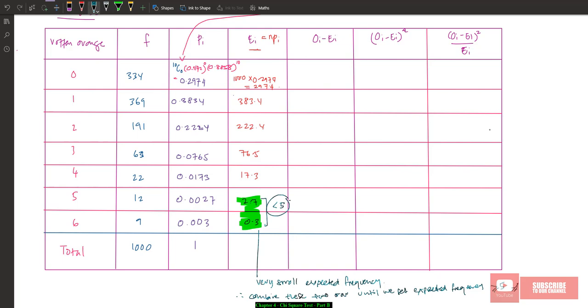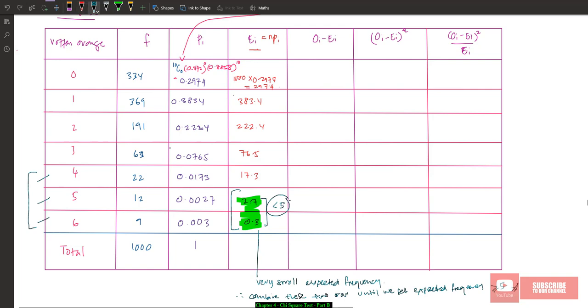So what we need to do is we're going to combine these two rows together. Even if we combine these two rows together, we still get the expected frequency not more than 5, which is still less than 5, equal to 3.0. My advice is we need to combine this row and this row together, so we can get the expected frequency more than 5.